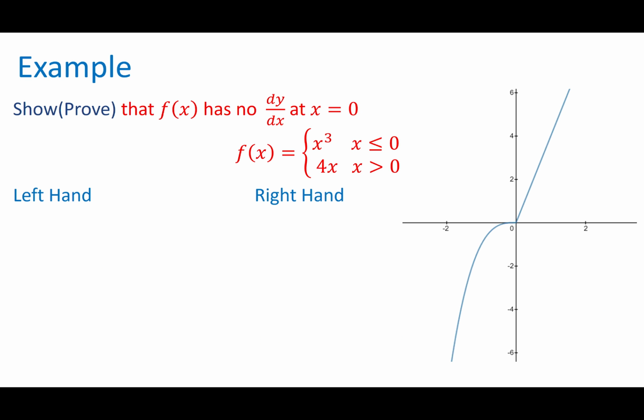All right, let's try another one. Show or prove that our function f of x has no derivative at x equaling 0. And this one, just for practice, let's use the other one. Let's say the limit as x approaches a of f of x minus f of a over x minus a in the bottom. Let's try this one.